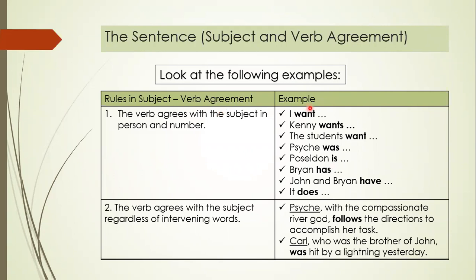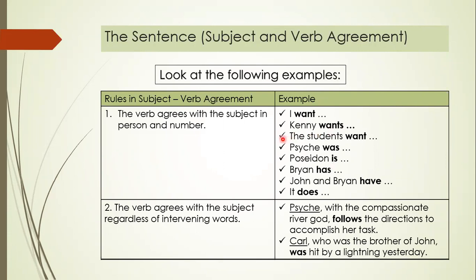Now for the pronoun I, it usually takes a plural verb, meaning no s. Example, I want. All right? Or this one is specific: Kenny wants. This is a name, a proper noun, the name of a person, and it is singular. So you need to have a verb with s. All right, we're clear with that.